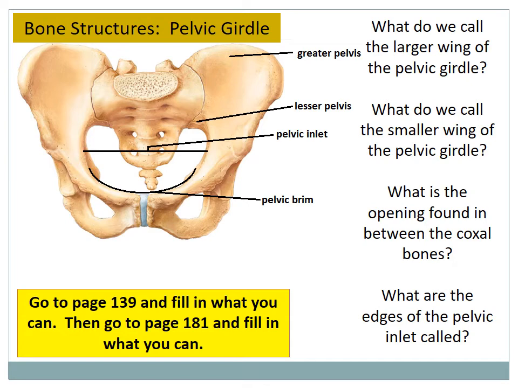What is the opening found in between the coxal bones called? Yep, that's the pelvic inlet. And what are the edges of the pelvic inlet called? And that's the pelvic brim. So if you go to page 139, go ahead and fill in what you can, and then go to page 181 and fill in what you can.